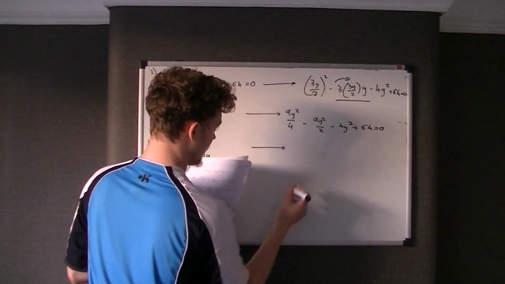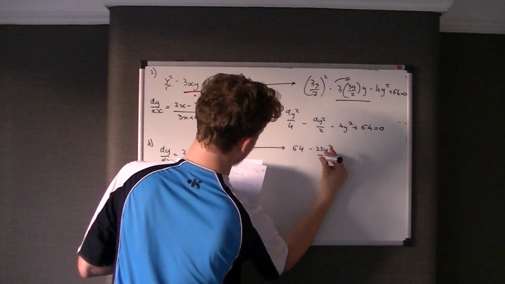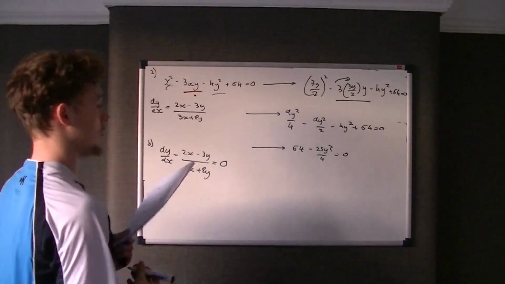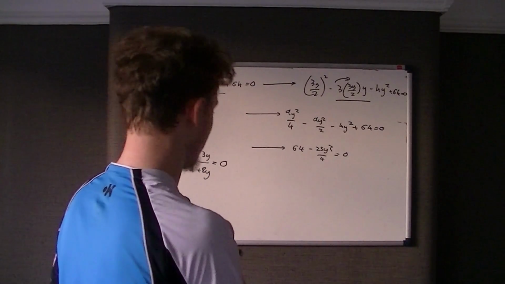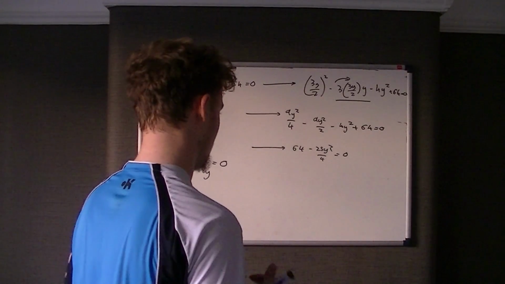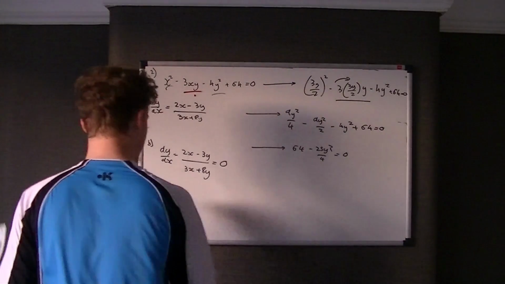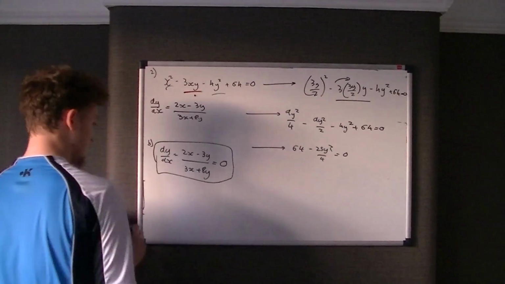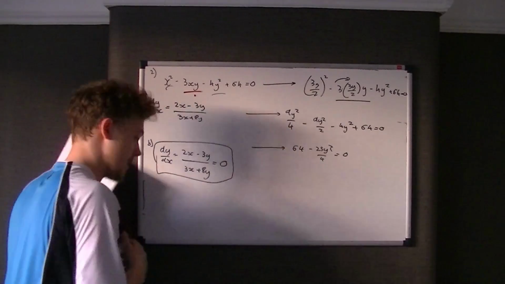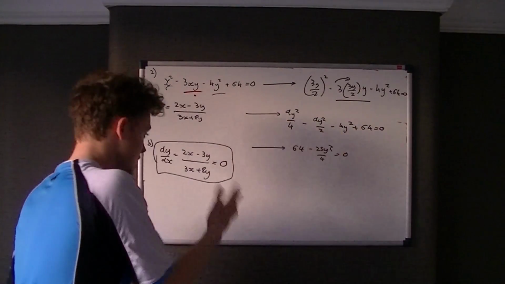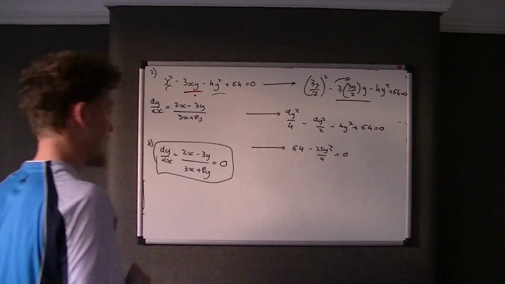So when we simplify it all down, we get 64 minus 25y squared over 4 is equal to 0. Okay, so that says 64 take 25y squared over 4 is equal to 0. And the reason it's equal to 0 is not because that's the gradient function. Remember, this is the gradient function over here. And when we worked out what x in terms of y was, we just said times both sides by 3x plus 8y, so 2x take 3y equals 0, so you rearrange it to get x in terms of y.